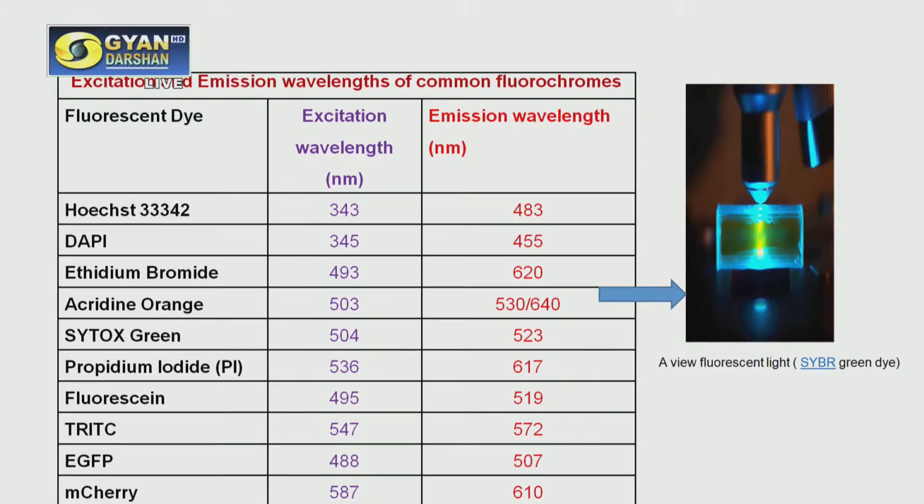Fluorochromes are specific dyes or compounds which have fluorescence characteristic features. Here are some of the dyes: Hoechst 33342, DAPI, ethidium bromide, acridine orange, SYTOX green, propidium iodide, EGFP, mCherry. These fluorescent dyes have their own excitation wavelength and emission wavelength. I hope you have understood this type of microscope, its basic parts and basic principle in this session. Thank you.